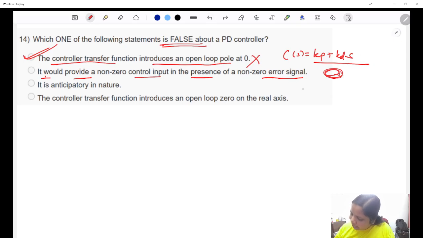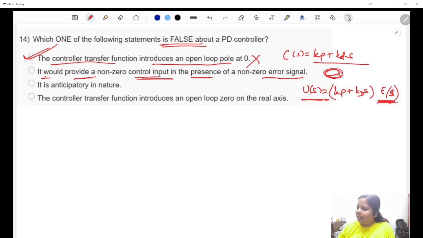If I write U(s), it is Kp plus Kd S into E(s). It would provide a non-zero control input for non-zero error. Obviously, if the error becomes 0, it is going to be 0. If there is some error, then it is going to be some value. It is anticipatory in nature, which is also correct because it takes a derivative at each time step.